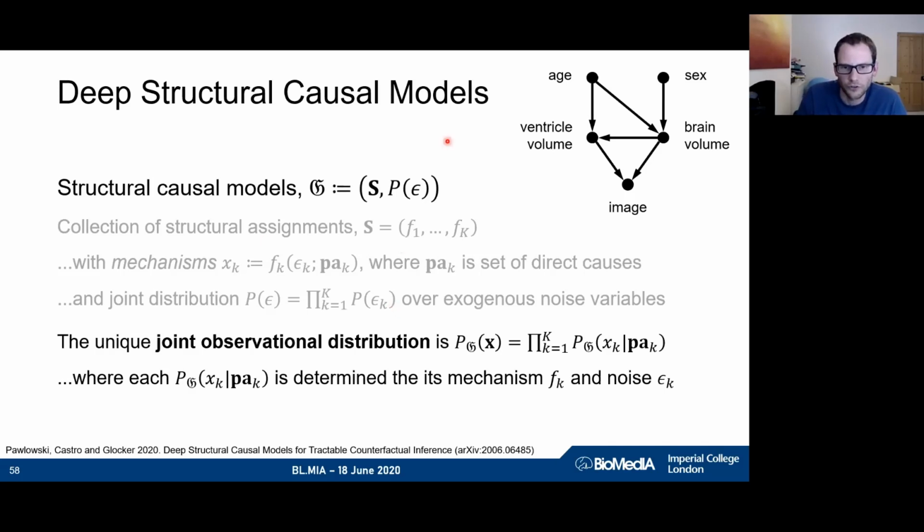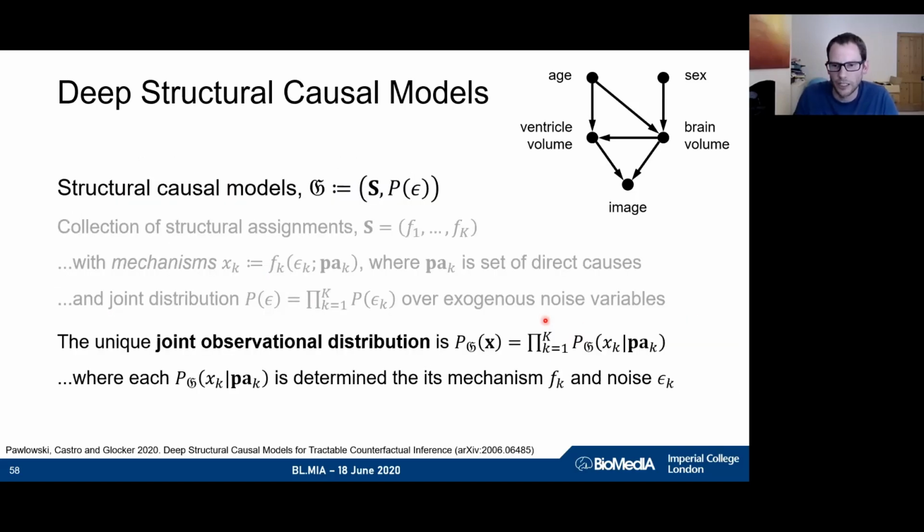So for the structural causal model, there is then a unique joint observational distribution, which basically means if you have an observation X for this, so fully observed, each of those nodes has a value now. You observe something in the real world. Then this distribution for the structural causal model again factorizes into these terms here, each of which is fully determined by its mechanism and a noise variable. Okay, so this is why you have this directed acyclic graph. That gives you basically this, I think it's called the causal Markov property.